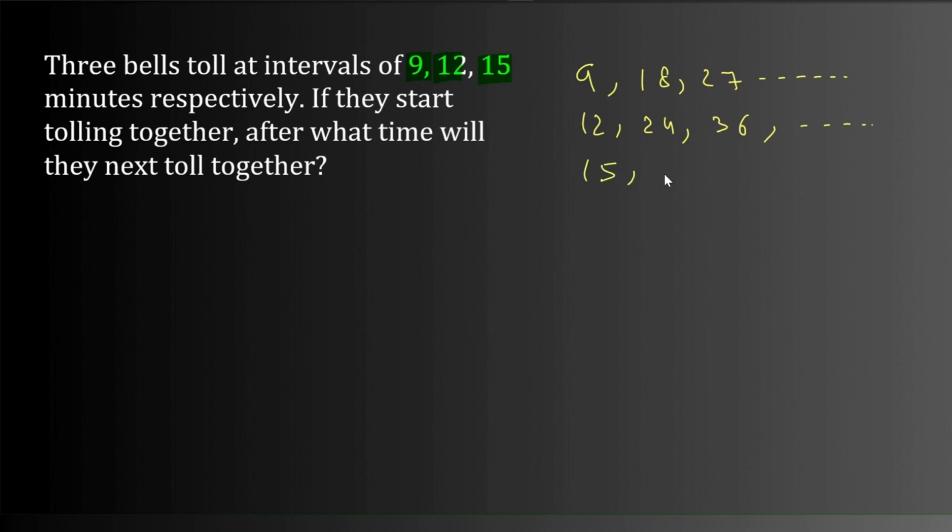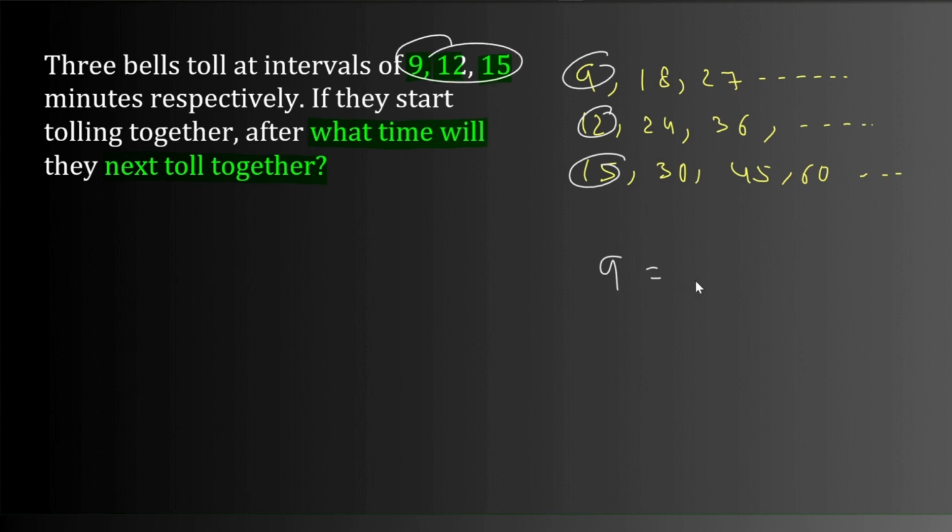Similarly, the third bell will toll at multiples of 15, that is 15, 30, 45, 60, and so on. So the question here is, at what time will they toll together the next time? So clearly it has to be the common multiples of 9, 12, and 15. Therefore we are going to find the LCM of these three numbers. So the lowest common multiple for this is what?